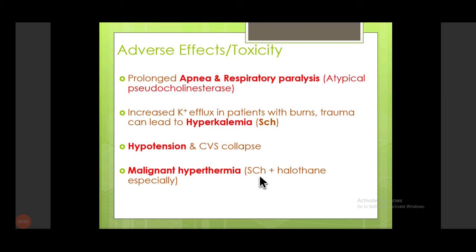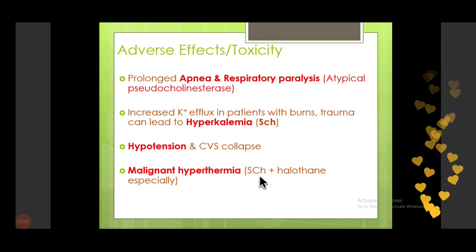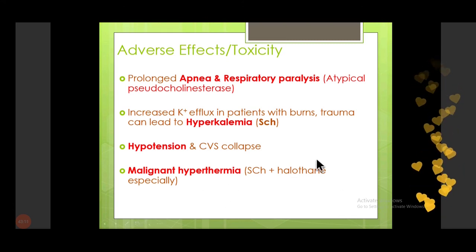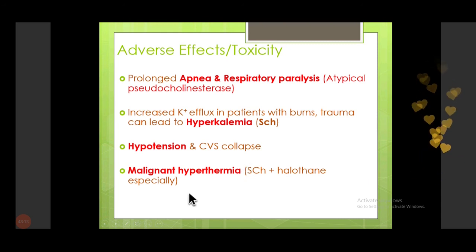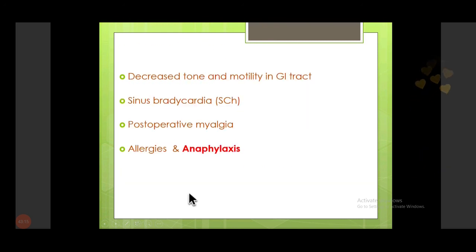Electrolyte imbalances also occur. So in a few genetically predisposed individuals, use of these drugs might lead to malignant hyperthermia. Please remember malignant hyperthermia, especially when given along with halothane, which is a general anesthetic. Decreased tone and motility of the GI tract, sinus bradycardia, which occurs with succinylcholine, and post-operative myalgia with the use of these drugs owing to its electrolyte imbalances, allergies, and anaphylaxis.